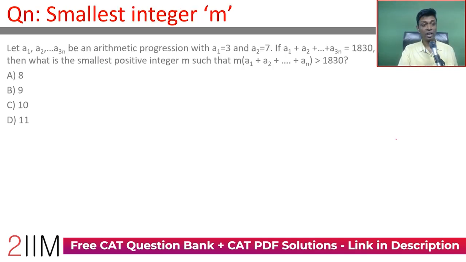You're through. Let A1, A2, A3 till A3n be an arithmetic progression with A1 equal to 3, A2 equal to 7. So the common difference is 4. And then we have A1 plus A2 plus A3 all the way till A3n equal to 1830. What is the smallest positive integer m such that m times A1 plus A2 plus A3 till An is greater than 1830?